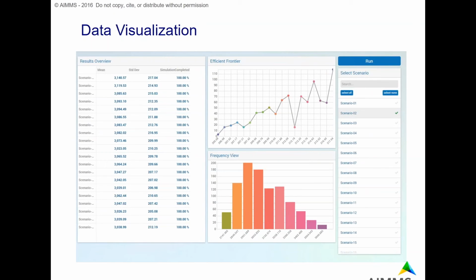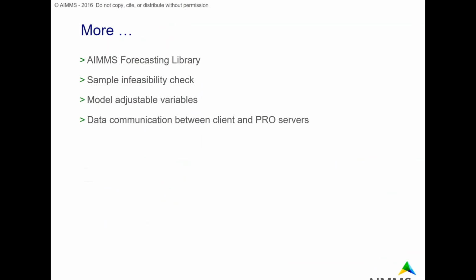So we just saw the data visualization. There are some more topics. Of course, we covered how to do basic Monte Carlo simulation in AIMMS, but there are some other topics that could possibly be helpful. For example, AIMMS also provides a forecasting library, able to do things like calculate moving average, exponential smoothing, and also some simple linear regression for values. So that's used as a way to do estimation.